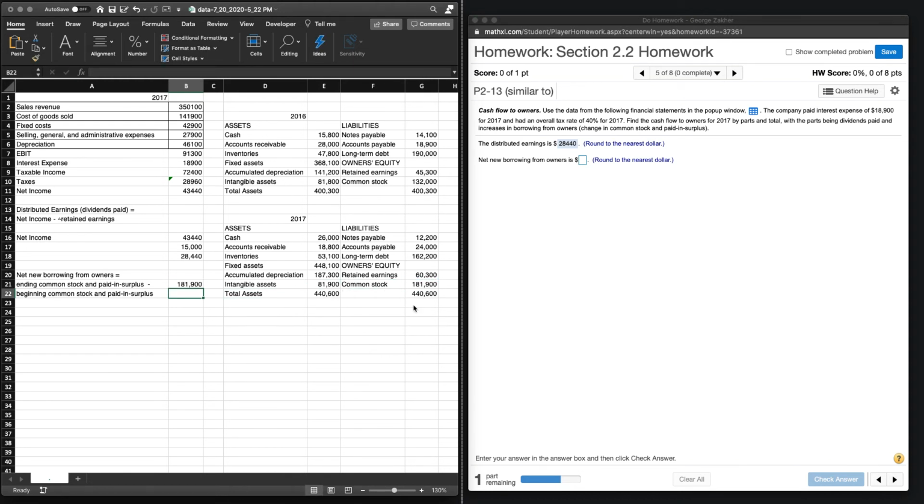And our beginning is going to be the beginning of the period, which was in 2016. So we figure out the difference. Okay, let's go ahead and punch that in.